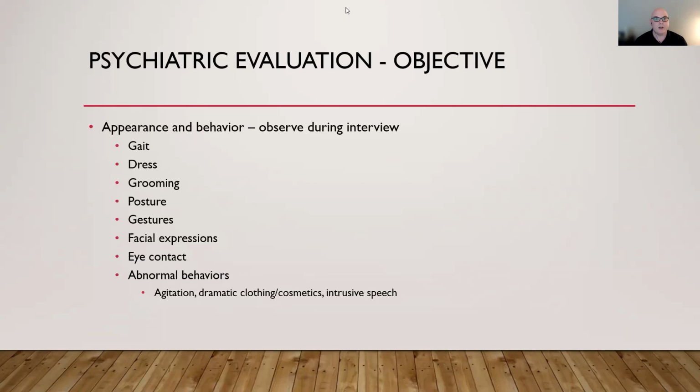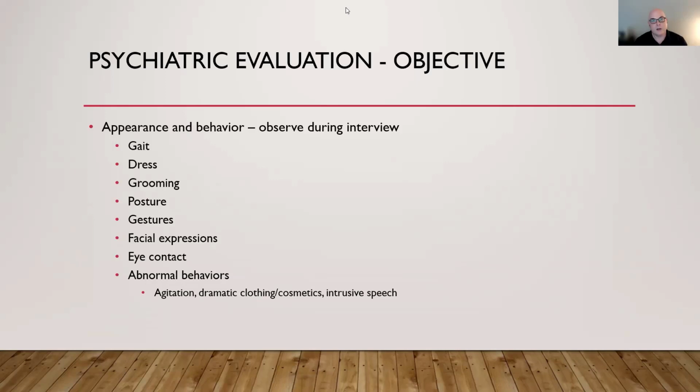So appearance and behavior, you're going to observe this during the interview. Again, I'm going to say it over and over again. This isn't what the patient tells you, that's in the history. This is what you see from the moment your patient walks in the door till they sit down in front of you, and you begin the interview. So how do they walk? Are they shuffling? Are they bounding into the room? Are they slowly kind of moving through? All this gives you insight into their mental status.